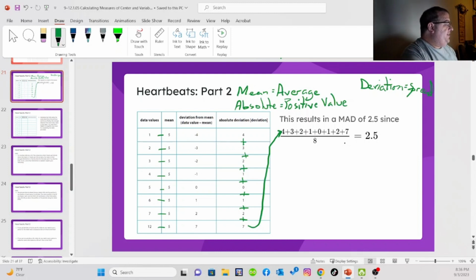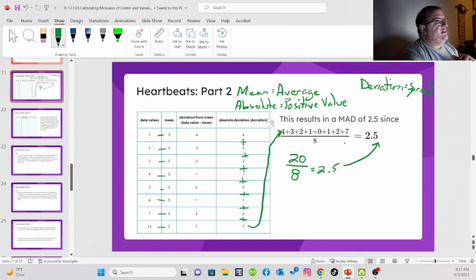So if I add 4 plus 3 is 7, plus 2 is 9, plus 1 is 10, plus 1 is 11, plus 2 is 13, plus 7 is 20. So what I really have is 20 divided by 8, which is 2.5. So in this case, our mean absolute deviation is 2.5.